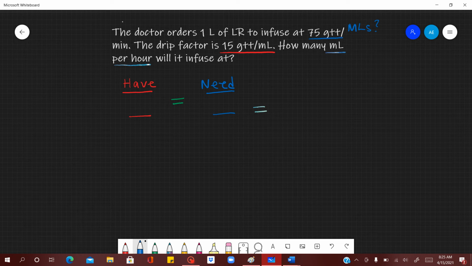Because if we know that 15 drops is going to fall per ml, if we figure out how many mLs this 75 drops is, we know how fast this is going to drop. 75 drops is going to go down in 1 minute. That's what the doctor wants. So we can convert this to an hour. We can go from minute to hour real quick just by timesing this by 60. And if you times this by 60 to turn it into an hour, you have to also times the 75 by 60 to keep them equal to each other, because it's a ratio.